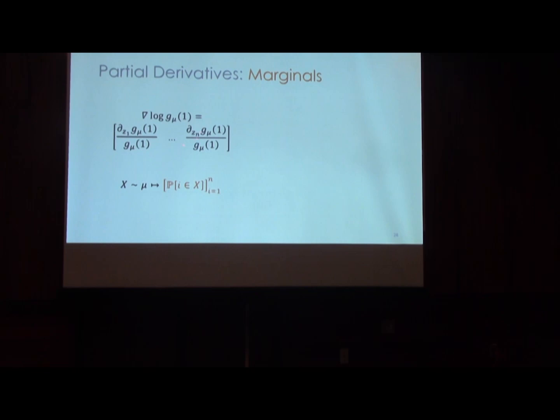So now if I look at the vector of all of these, this would give me the marginals vector, where entry i is the probability of i being inside the randomly selected set. You can see that this is the gradient of the log of the generating polynomial, evaluated at the point 1. Maybe you want to speed it up or pause now and then continue. I think I have just this slide. Yeah, another minute.